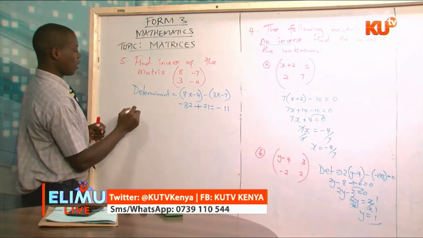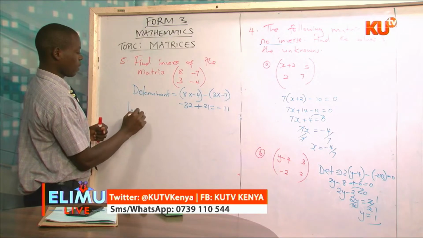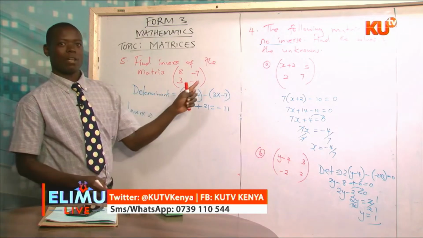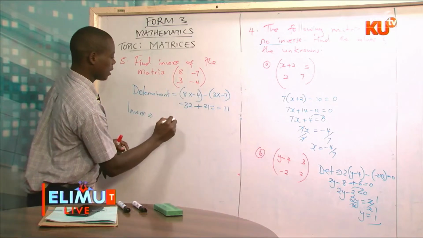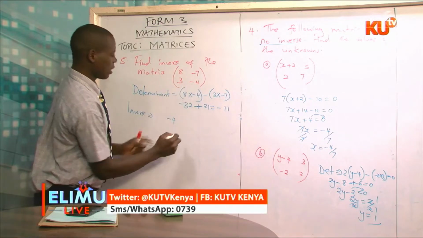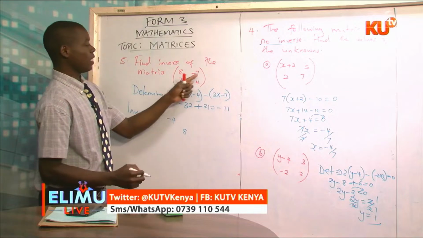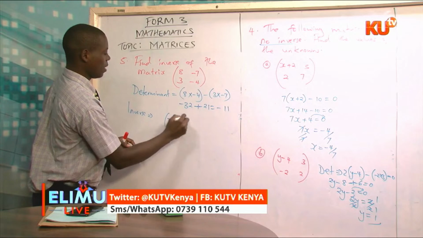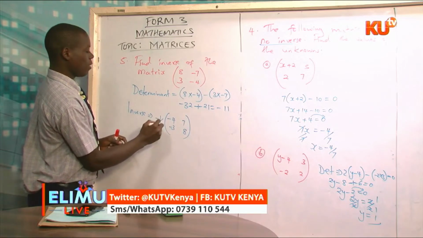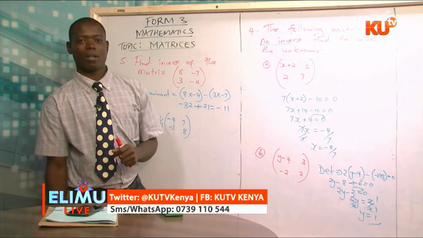Then we get to the inverse. With the inverse, we are saying we interchange the elements in the leading diagonal. So negative 4 takes that position. 8 takes what is negative 4. Change the signs. So that is 7, negative 3. And then multiply by negative 1 over 11, or negative 1 over the determinant.